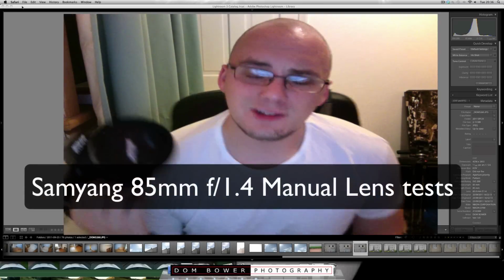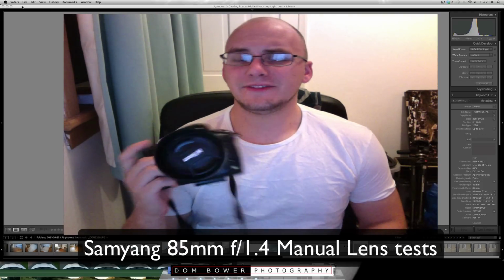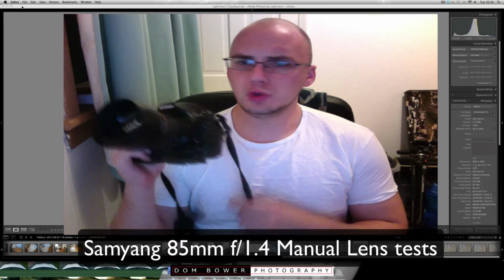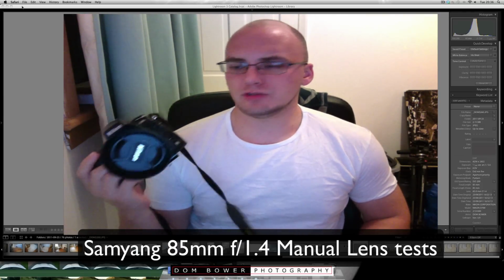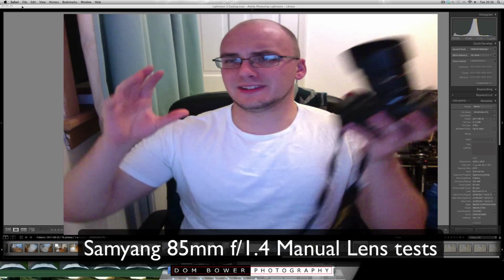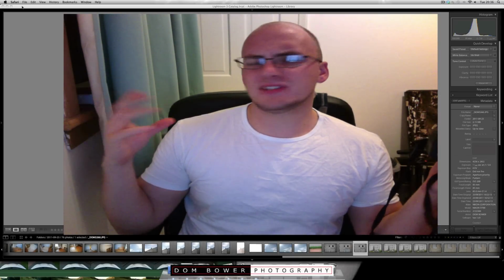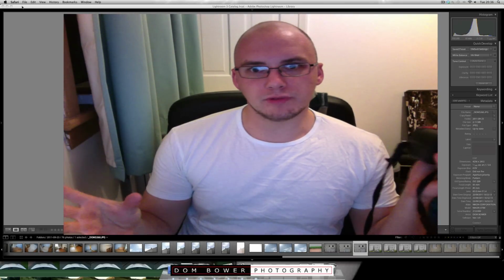Hi everyone, let's look at the sharpness and vignetting of the Samyang 85 f/1.4 on a full frame camera, the Nikon D700. You've got to remember this is an f/1.4, which means it's a massive aperture and lets lots of light in, but it's likely to have terrible everything at 1.4.